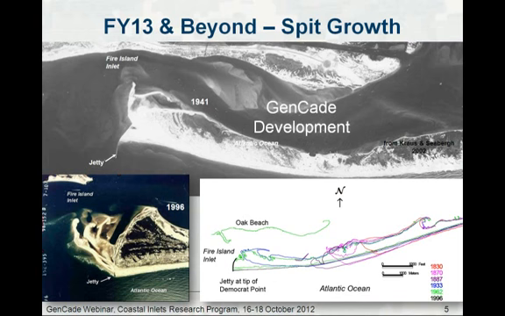And then the last thing actually feeds into some other applications or activities. And this is spit growth. This is something that we want to develop because when you're looking at inlets without jetties, we do have spit growth. And you'll notice this is just an example of, even with the jetty, how much the spit has grown over time. So we definitely want to start including that in GenCade.